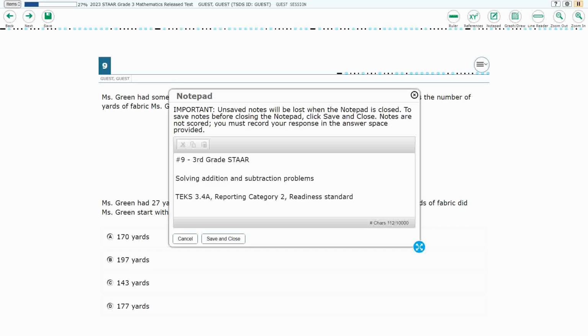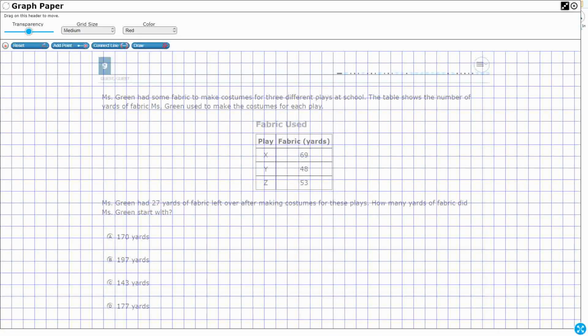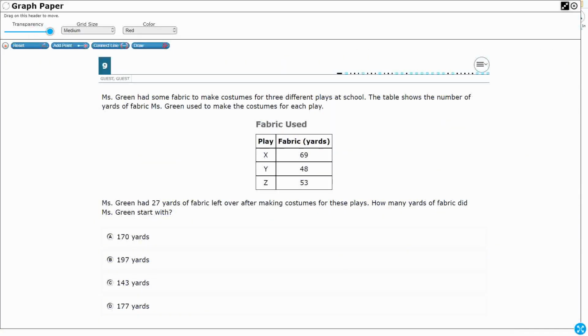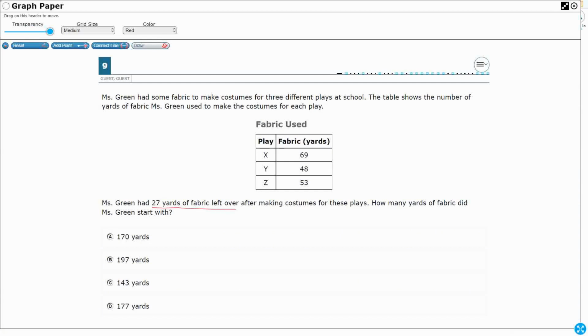number 9, we are solving addition and subtraction problems. This is TEKS 3.4a, a readiness standard in reporting category 2. So we have Miss Green with some fabric, and she makes 69 yards for play X, 48 yards for play Y, 53 yards for play Z. Now here's where it gets tricky. She also has 27 yards left over. So how many yards of fabric did she start with?